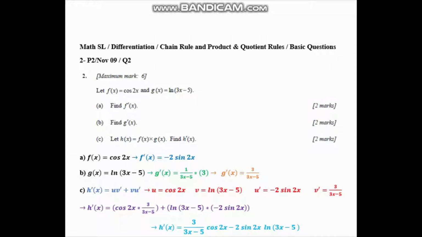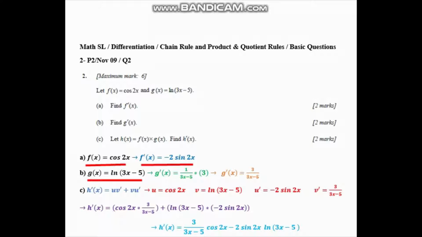So for question A, this is obviously very simple. f of x is cosine of 2x, so f dash becomes negative 2 sine 2x. And for question B, we have the function ln(3x minus 5).